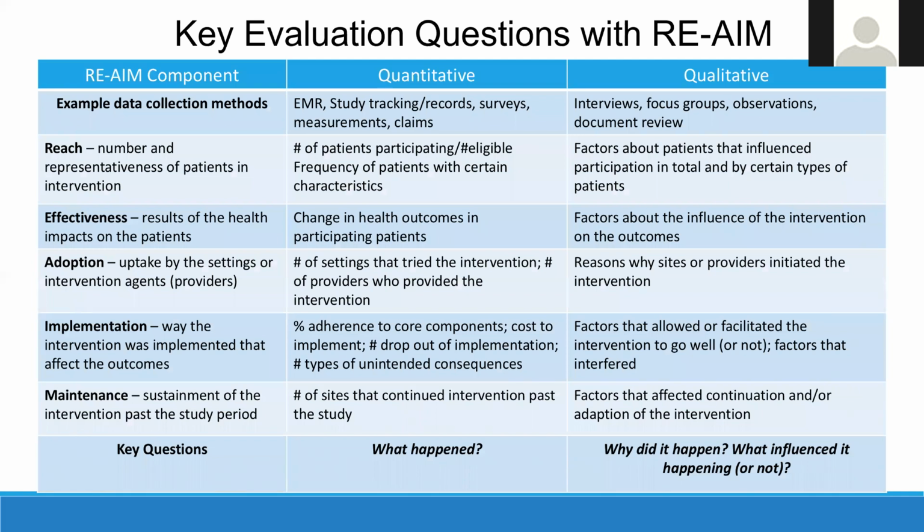But the point here is, for each RE-AIM component or dimension, you can see how there are quantitative data collection and qualitative data collection, and that the quantitative can tell you, at the bottom, the key questions: what happened? But the qualitative can tell you why it happened and what influenced its happening. So I would like to posit that understanding why is really, really critical. Why is it critical? Well, sometimes you don't know why you didn't get an intervention effect. Qualitative will probably tell you that.